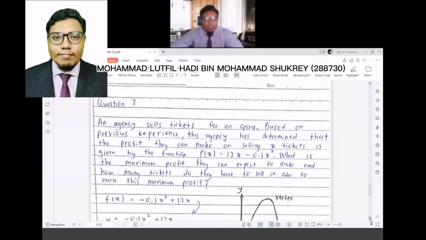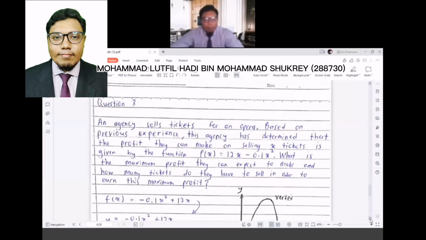Today, I would like to solve question 3. The question is, an agency sells tickets for an opera. Based on previous experience, this agency has determined the profit they can make on selling x tickets is given by the function P(x) equals 12x minus 0.1x squared. What is the maximum profit they can expect to make and how many tickets do they have to sell in order to earn this maximum profit?